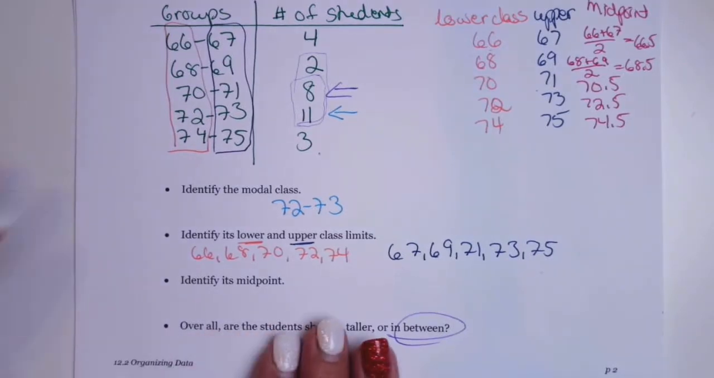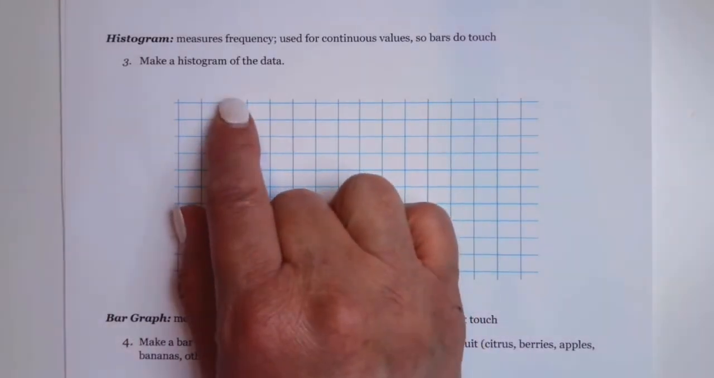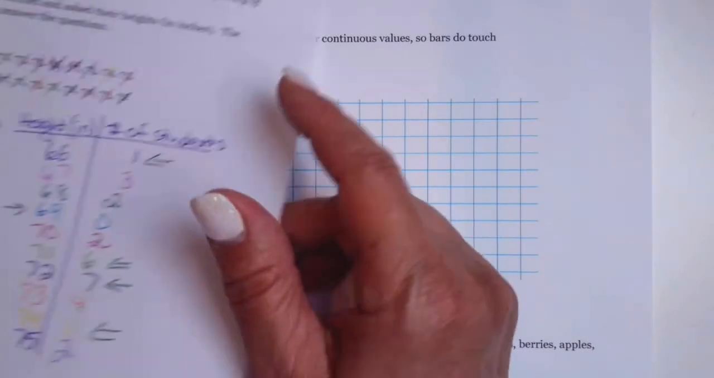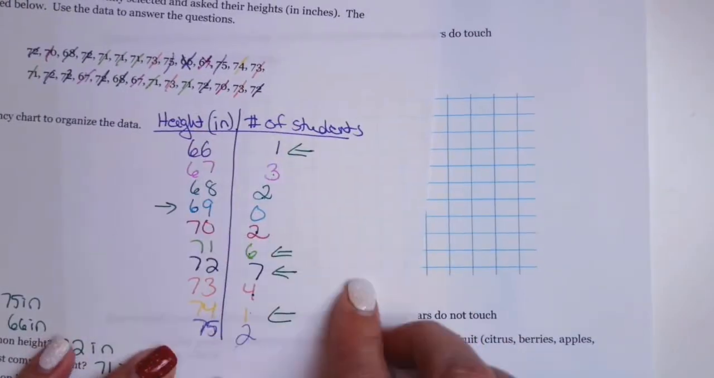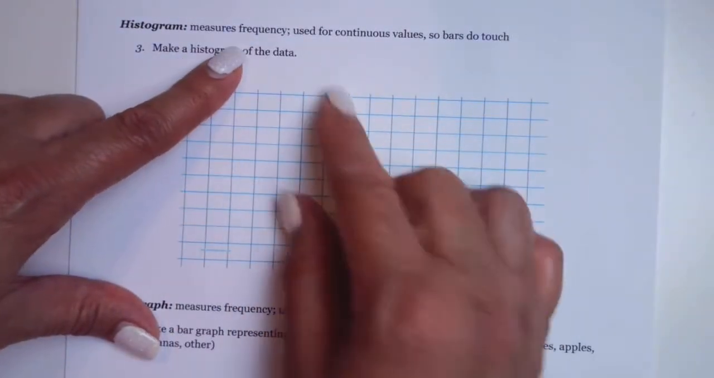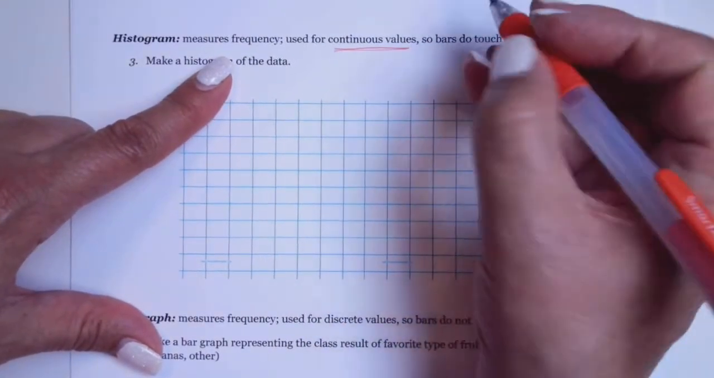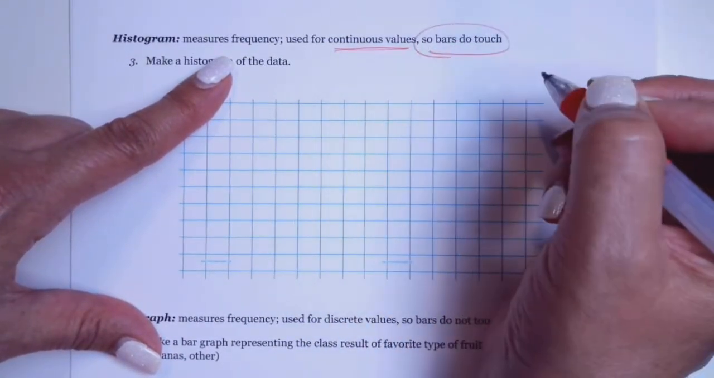Okay, next we're going to go ahead and make a histogram. We're using, again, the same values: the height of the students and the number of the students. A histogram measures frequency and is used for continuous values, just like height, for example. So the bars do touch.